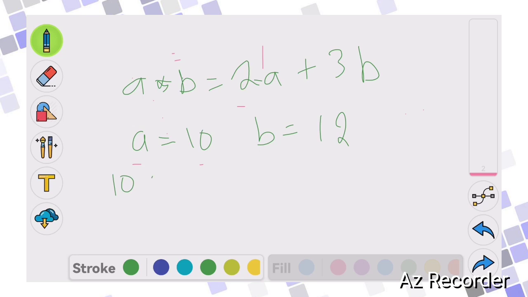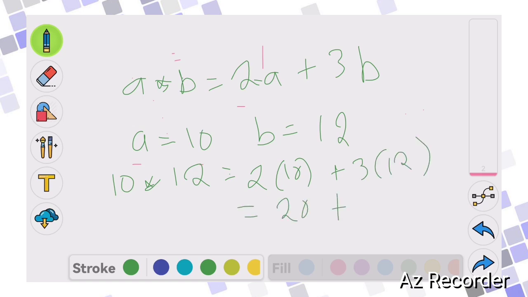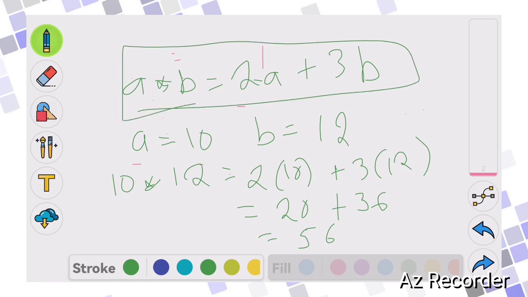So 10 star 12 will be equal to 2 times 10 plus 3 times 12. So it's going to be 20 plus 36, which gives me 56. Is 56 an even number? Yes, it is. And therefore, I have proved that whatever even numbers I pick, my answer will always come out an even number in this binary operation. So yes, this binary operation is true on a set of even numbers. So basically, as simple as that. That's what you should expect under these types of questions, okay?